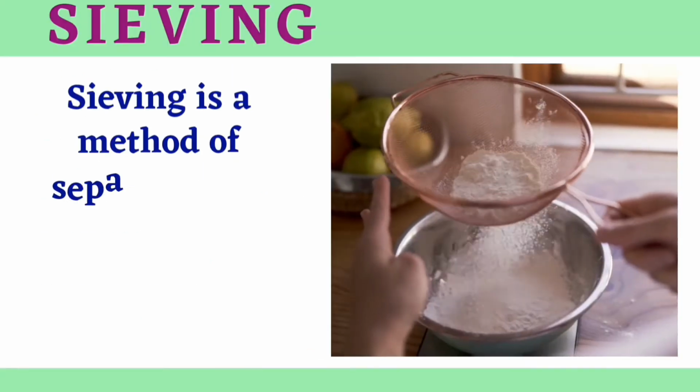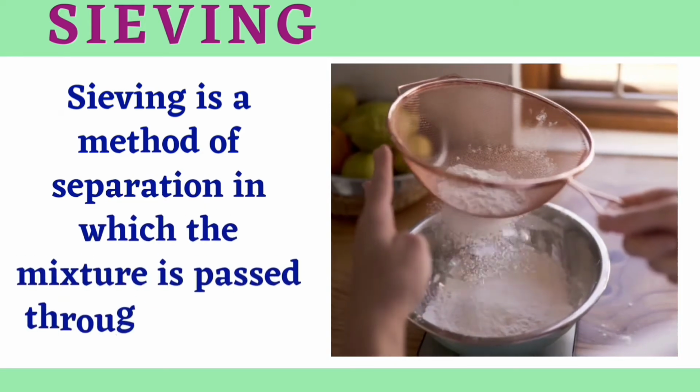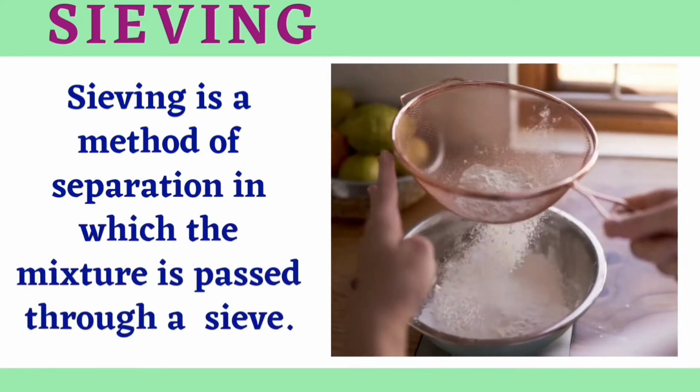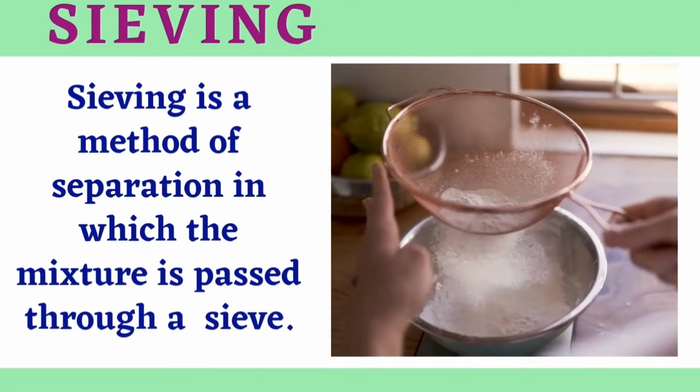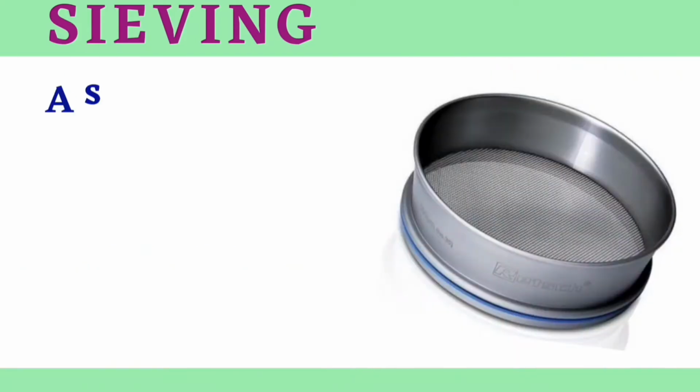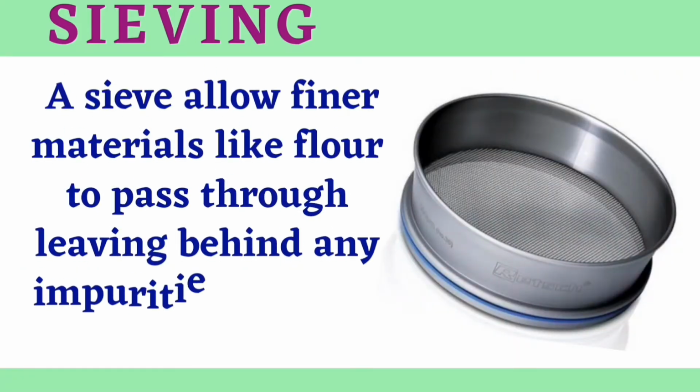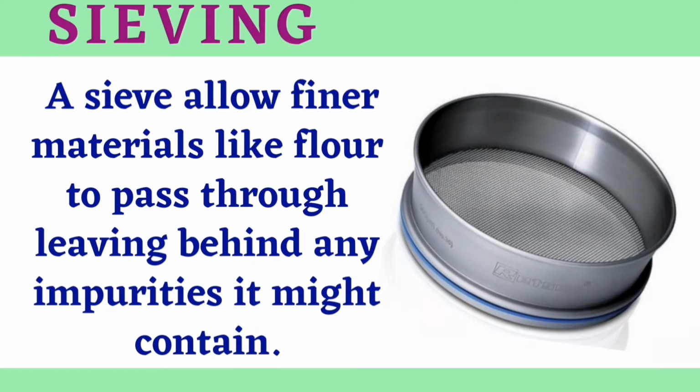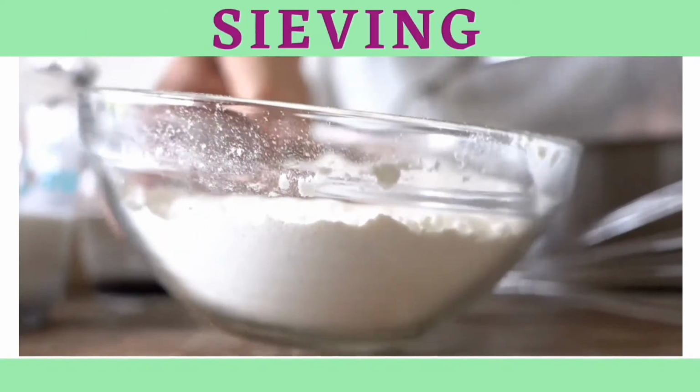Sieving is a very simple, convenient, and time-saving process through which the particles of different sizes can be separated from each other with the help of a sieve. Sieve is a simple device with small pores in it. These pores allow finer material to pass through it.